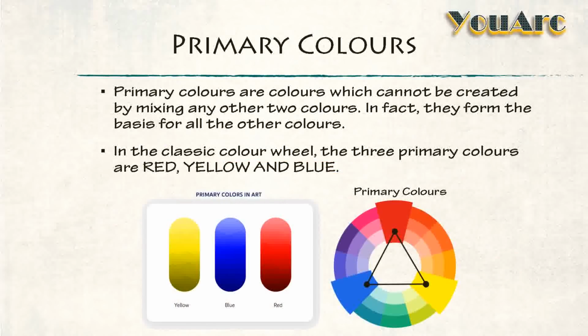So let's talk about primary colors. Primary colors cannot be created by mixing any two colors. So it is a source color, a very important color in the color wheel. In fact, they form the basis of all other colors. The classic color wheel has three primary colors: red, yellow and blue. So remember this, a classic color wheel has yellow, blue and red as primary colors, and these are equidistant from each other.